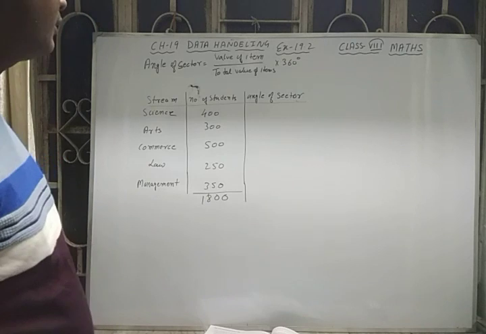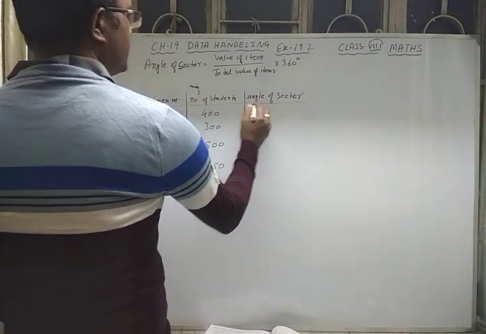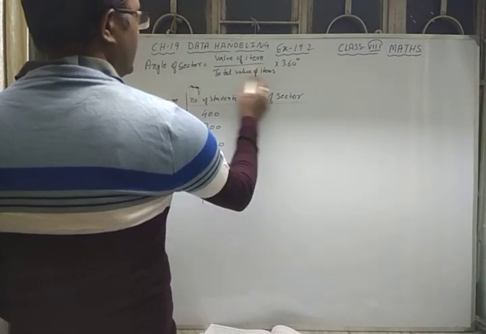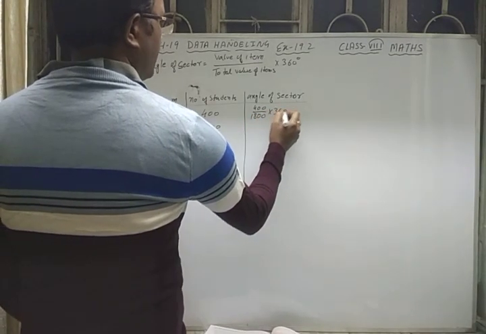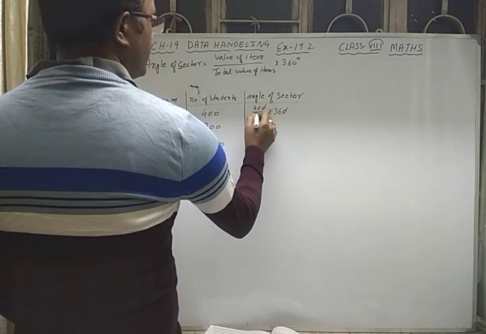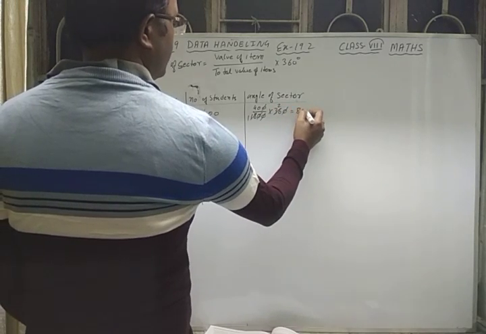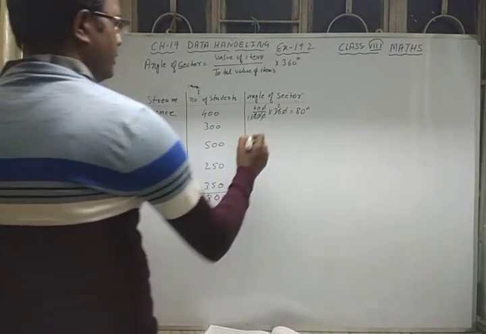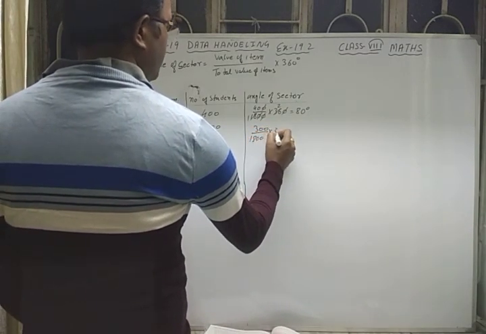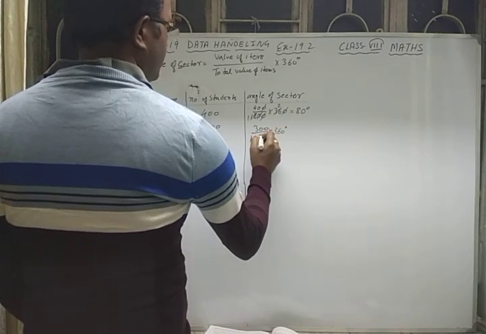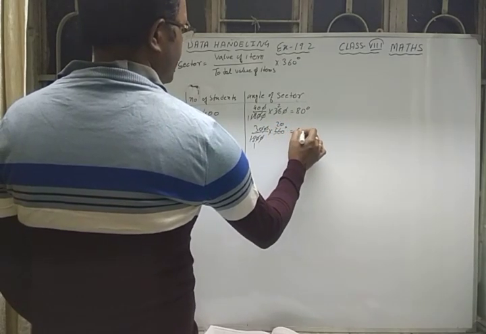Now you have to make the angular sectors. For that, what you have to write: value of the item is 400, then total value of the items is 1800, and then 360. Now you do the cancellation. So 18 1 is 18, 18 2 is 36, so 2 4 is 80 degree. Then again 300 by 1800 into 360 degree. So 2 zeros cancel, 18 1 is 18, 18 20 is 20, into 3 is equal to 60 degree.